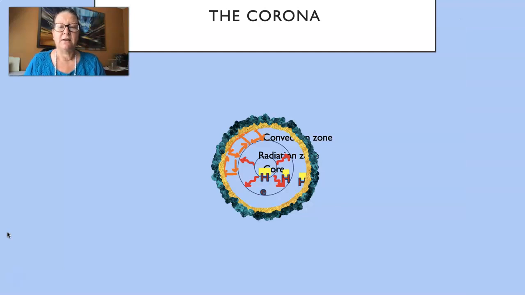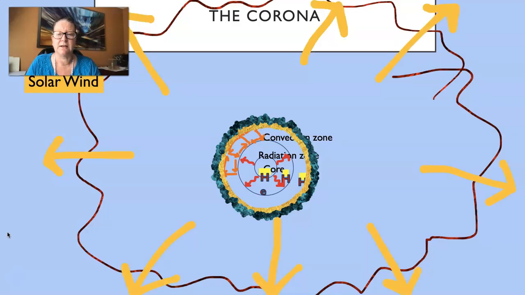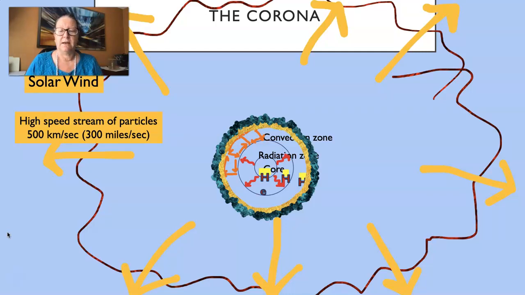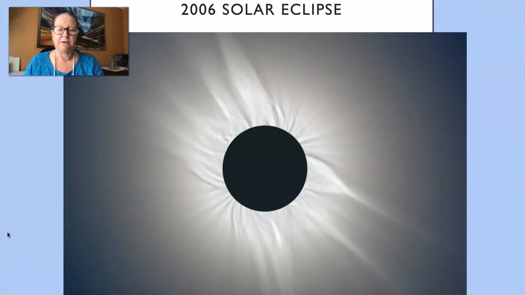Finally, the last layer is the corona, and I've made the sun smaller here so that I can put the corona more to scale. It's very, very large. It extends very far from the sun's surface, and it produces the solar wind. The solar wind is a high-speed stream of particles going in all directions, and the speed is extremely fast, 500 kilometers a second or 300 miles a second. And remember, the Earth's magnetic field protects us from the solar wind. Here's the corona, which is best seen during solar eclipses. Here's another example.